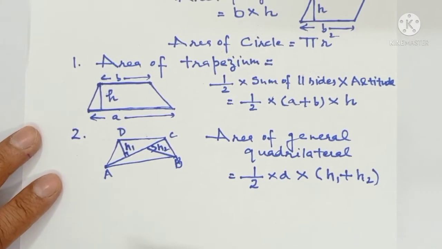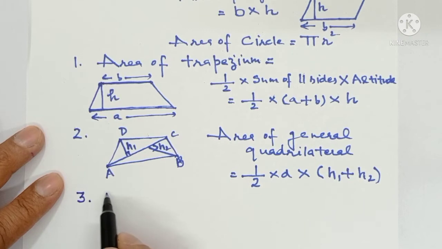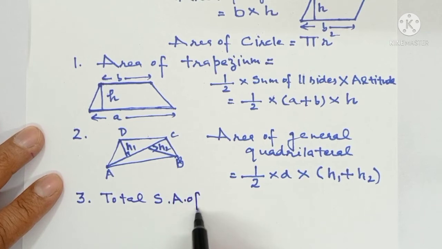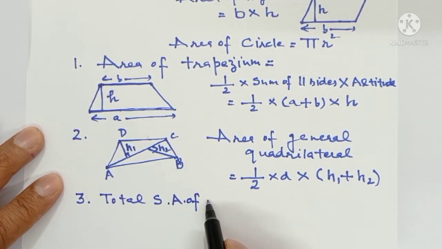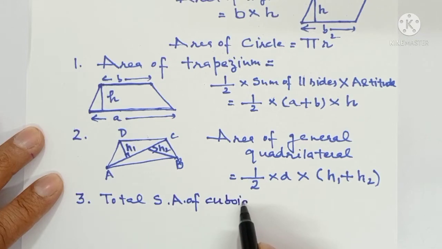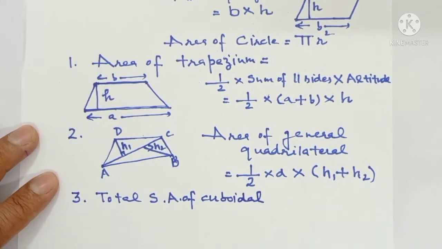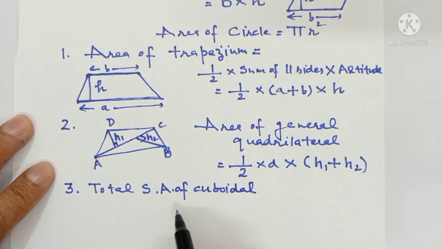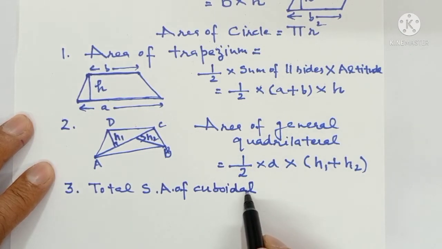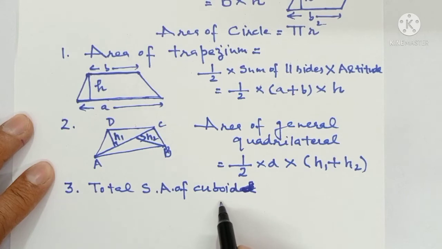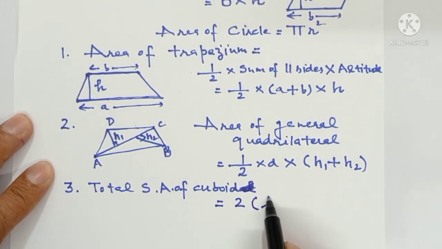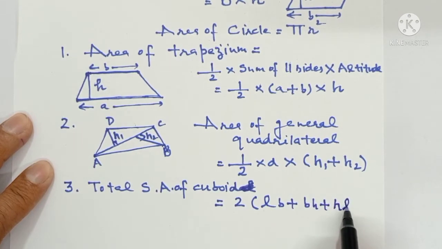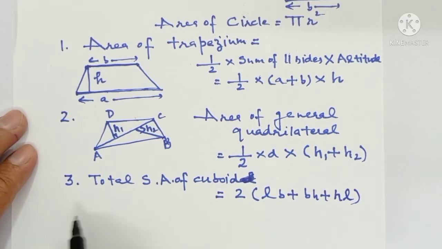Now I am discussing the total surface area of cuboid. You have seen a brick, you have seen a cuboidal room. Suppose I have to apply some paper on all the sides of the brick, or I have to paint the whole brick. So I have to find the total surface area of cuboid. The total surface area of cuboid is equal to 2 into (LB plus BH plus HL).